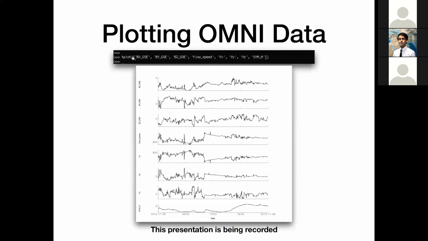And so I called tplot on the OMNI variables. The first 3 panels are Bx, By, and Bz. And then we have the flow speed, and then Vx, Vy, and Vz. So it's the solar wind data, time shifted to the magnetopause, and then SymH is down at the bottom.